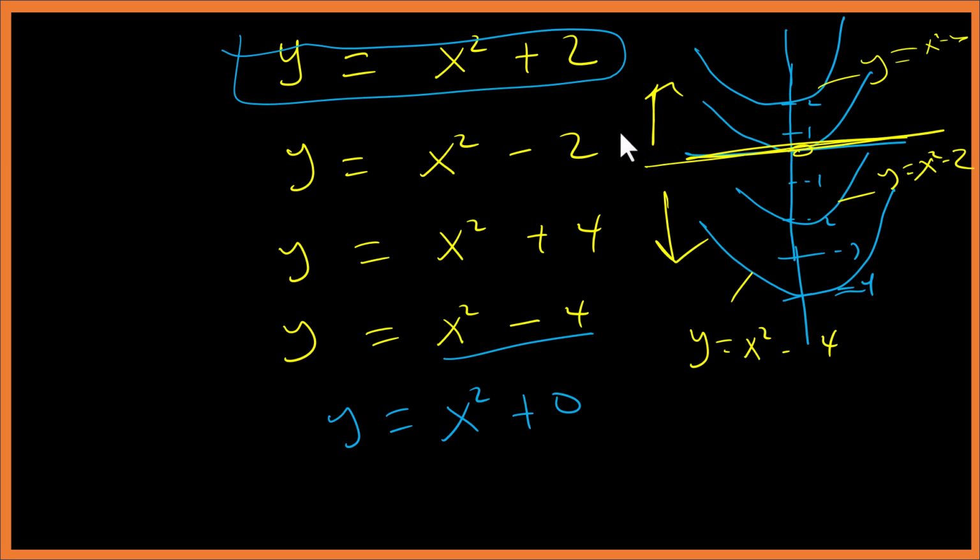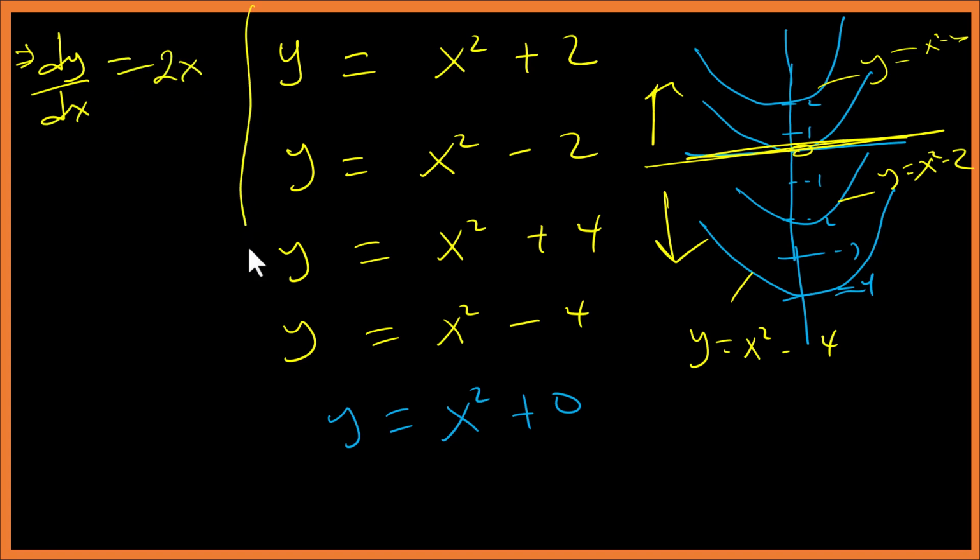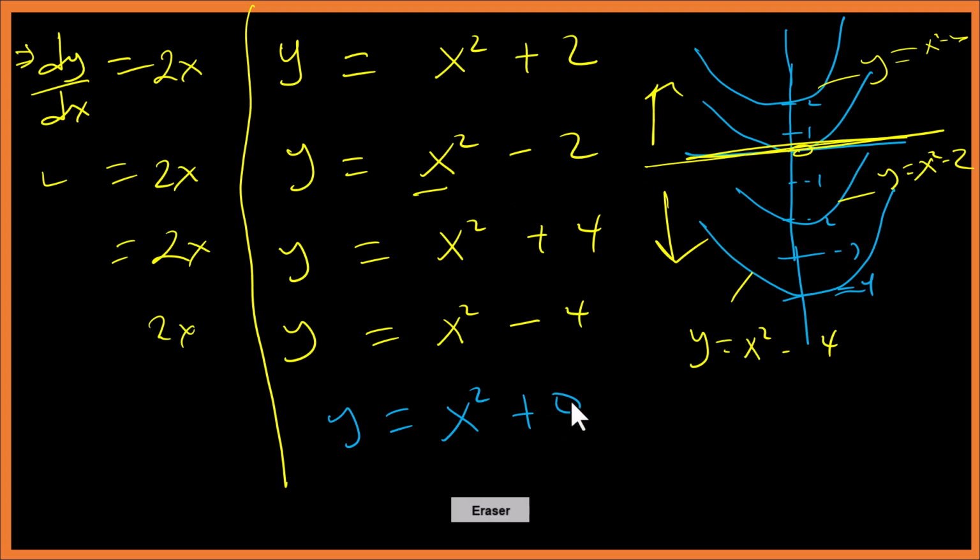Now since integration is the reverse of differentiation, let's take the derivative of the first one and see. dy/dx will be 2x. So this side 2x, this side 2x, this side 2x, because the constant here will give us 0. So we have 2x for all of them.